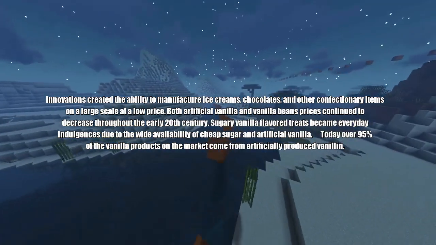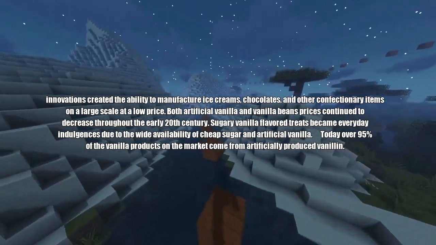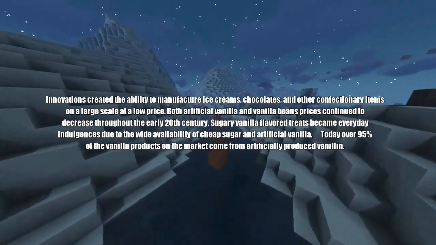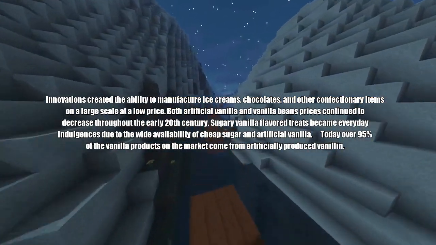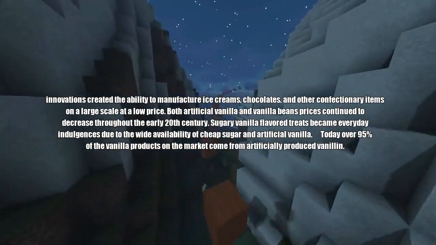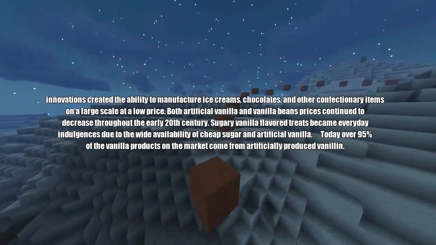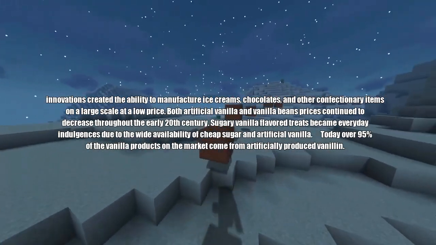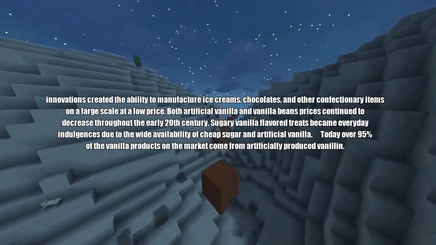Technological innovations created the ability to manufacture ice creams, chocolates, and other confectionery items on a large scale at a low price. Both artificial vanilla and vanilla beans prices continued to decrease throughout the early 20th century. Sugary vanilla-flavored treats became everyday indulgences due to the wide availability of cheap sugar and artificial vanilla. Today, over 95% of the vanilla products on the market come from artificially produced vanillin.